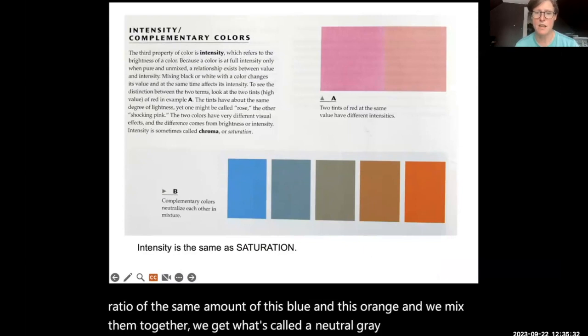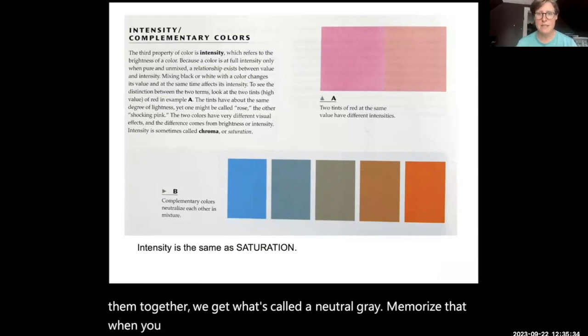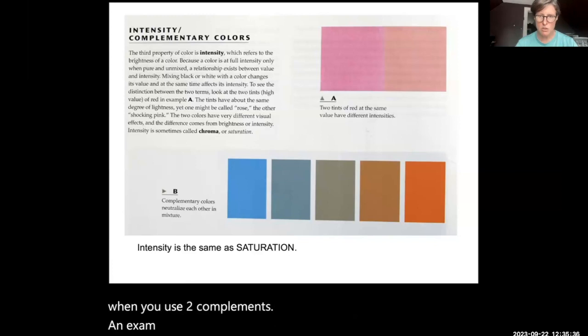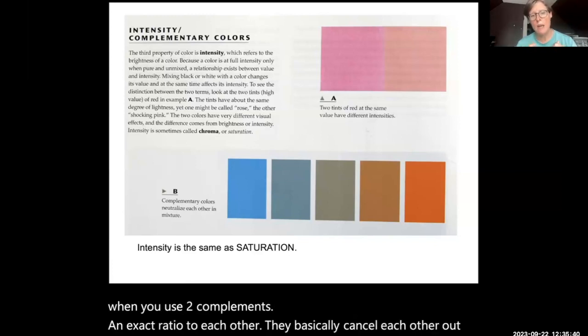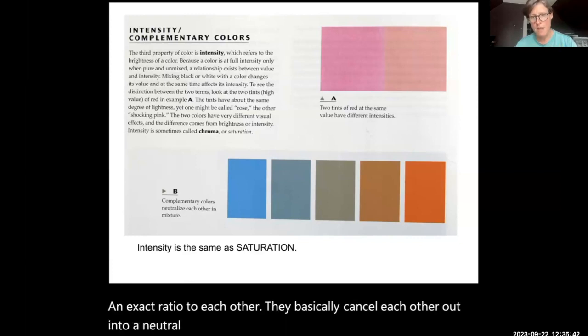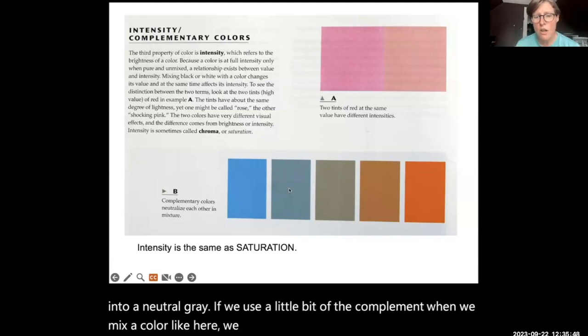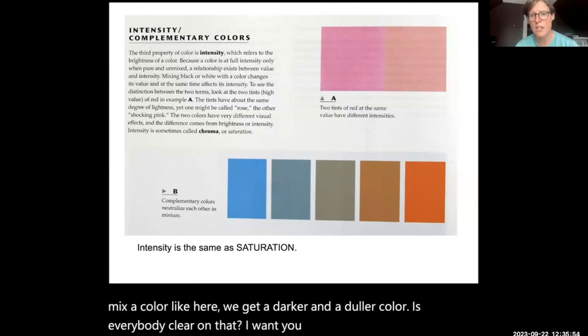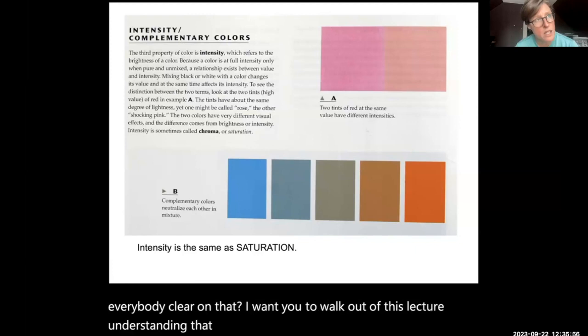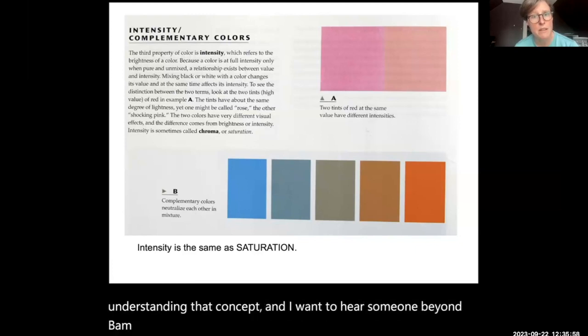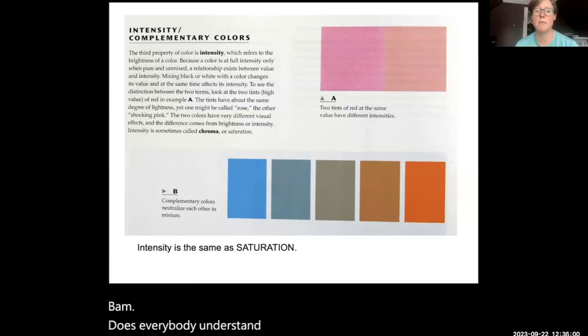Memorize that. When you use two complements in exact ratio to each other, they basically cancel each other out into a neutral gray. If we use a little bit of the complement when we mix a color, like here, we get a darker and a duller color. Is everybody clear on that? I want you to walk out of this lecture understanding that concept. And I want to hear someone beyond Pam. Does everybody understand that concept?